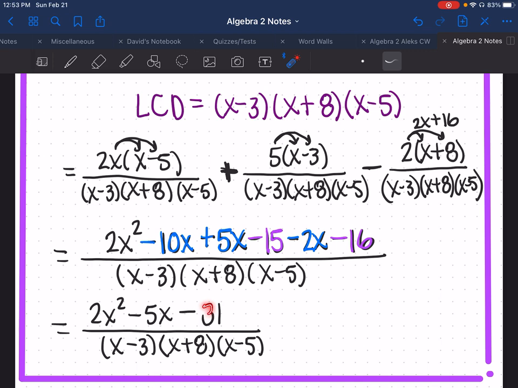But take a look at 31. The only thing I can think of that's 31 is 1 times 31. None of these numbers is a 1. None of these numbers is a 31. So we do not have to factor the numerator. In fact, it may not even be factorable. And there is our final answer.